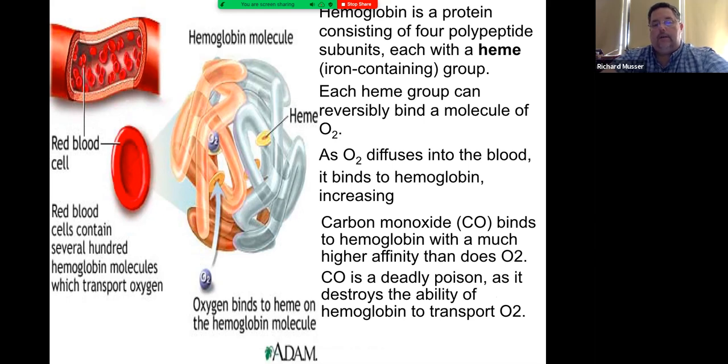Unfortunately, carbon monoxide can also bind to hemoglobin with a much higher affinity than oxygen and actually kill you. Now, remember I said carbon monoxide, not dioxide. You breathe out carbon dioxide. Carbon monoxide is made by cars and things like that. So that's one of the problems with using combustible engines in a tight airspace, that carbon monoxide can attach to your hemoglobin and actually kill you.